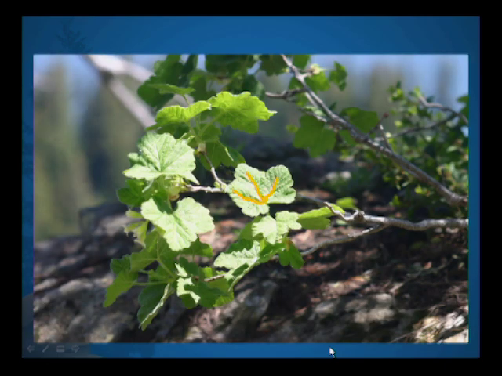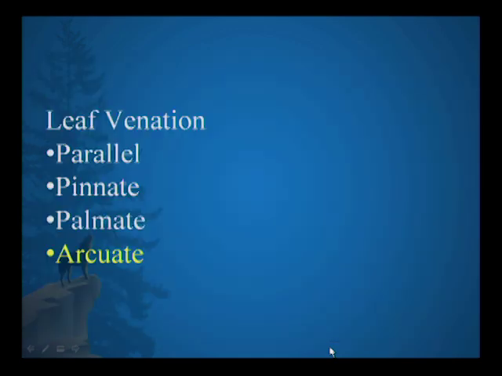Palmate is where the veins radiate out from a central point, and this is a gooseberry.